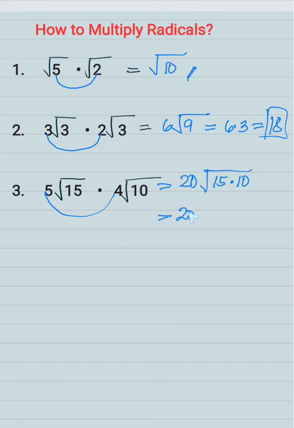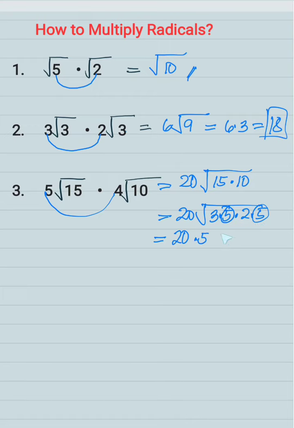So 20 and then 15 can be 3 times 5. And then 2 times 5. And we have here 5 and 5. That makes a perfect square. 5 times 5, 25. So you can bring that outside the radical sign. So 20, 5 times 5, 25. And that is square root of 25 is 5.